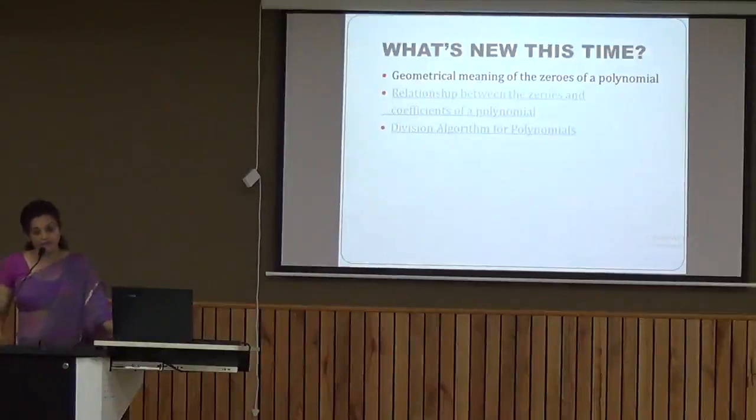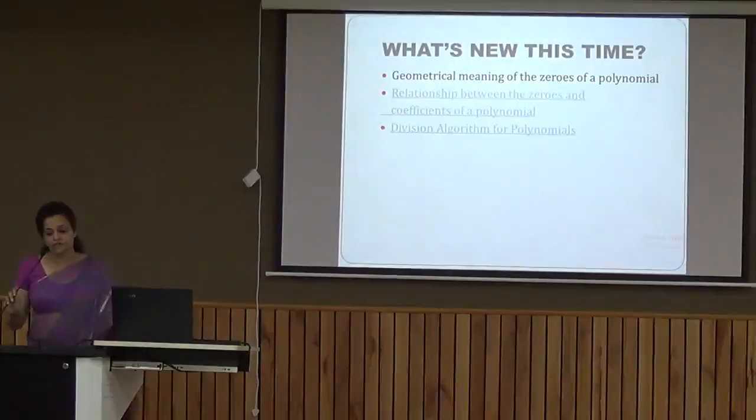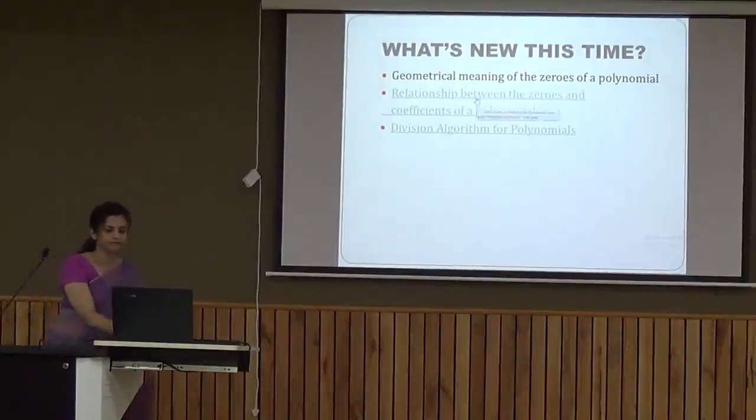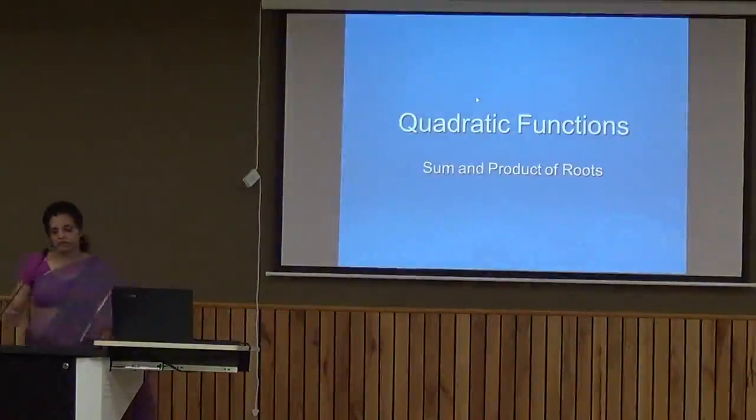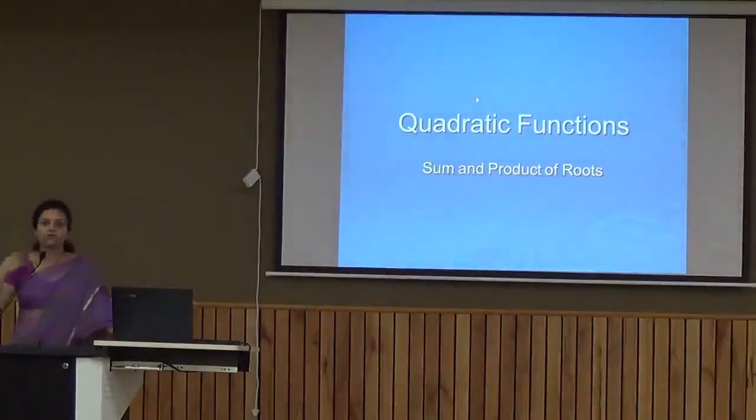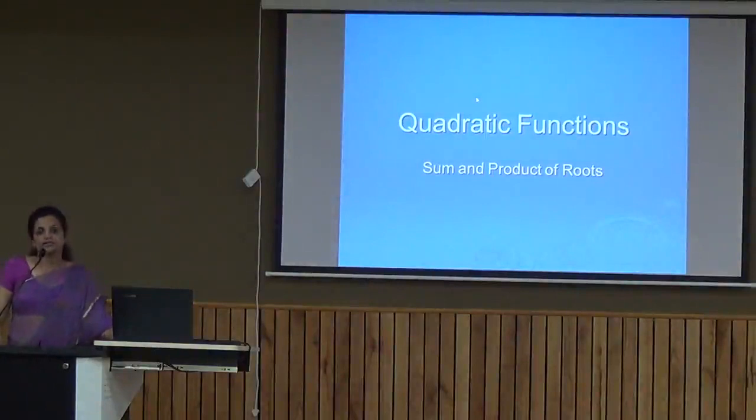Now, what is new this time? The first part was the geometrical meaning of the zeros of a polynomial. Now, let us see the relationship between zeros and coefficients of a polynomial. This is also known as quadratic functions, sum and product of roots. Before we move further to this topic, let us recall what is the standard form of a quadratic polynomial.